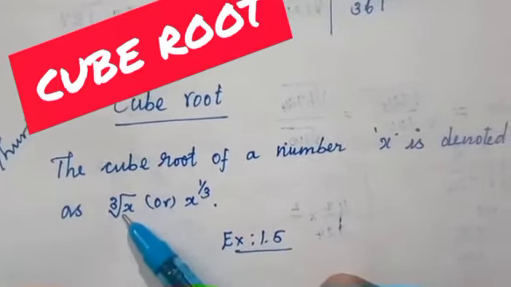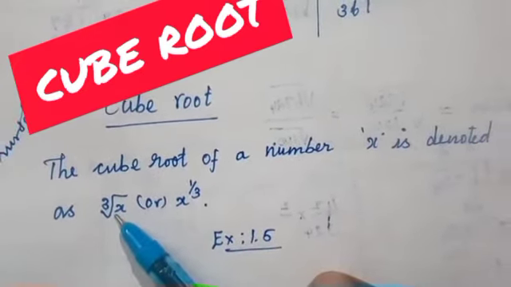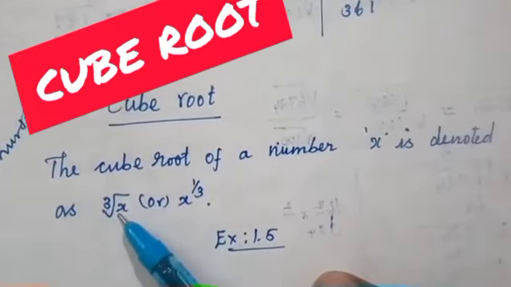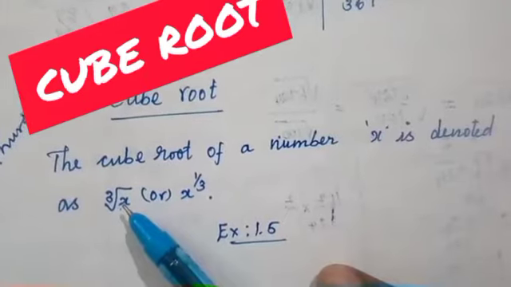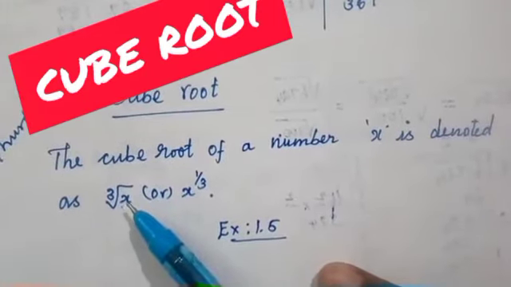You have already learned about the square root. For square root, you learned the long division method and the prime factorization method. But for the cube root, we have to use only the prime factorization method.